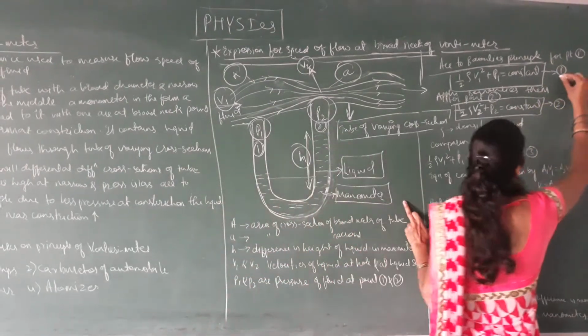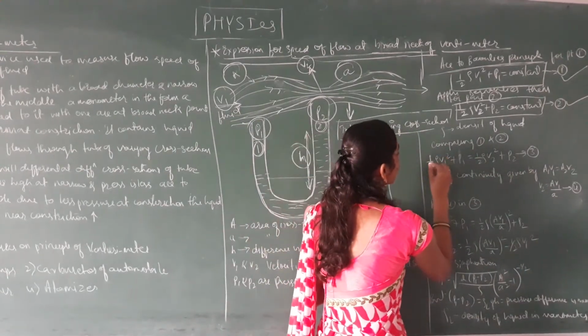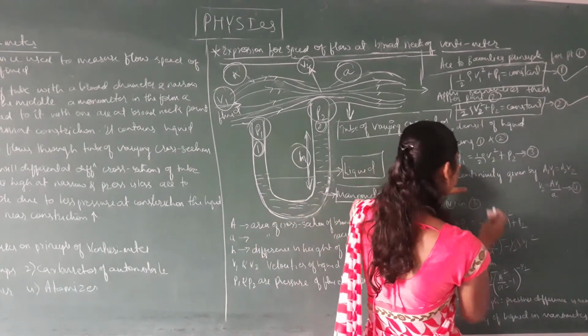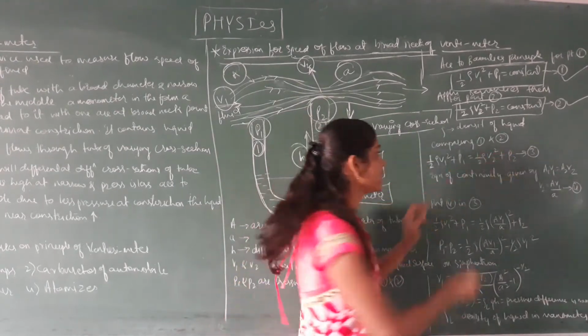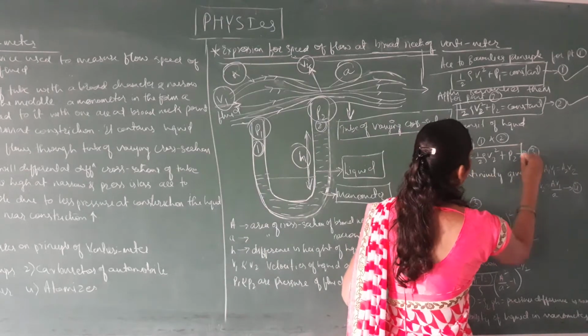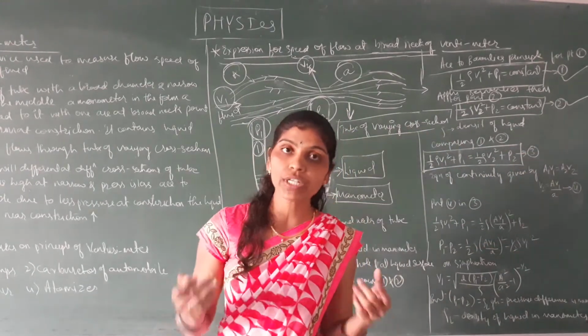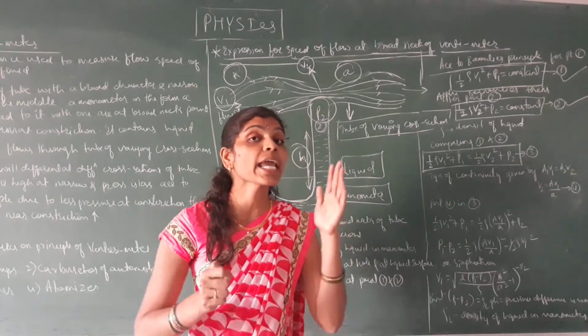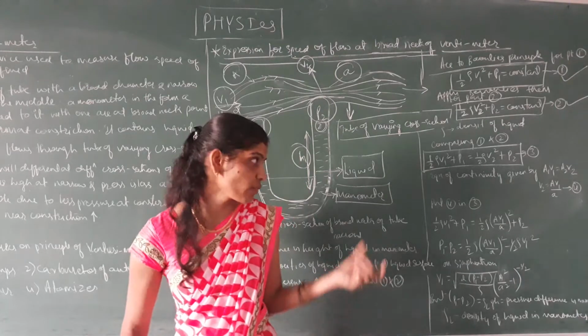Comparing equation 1 and equation 2, it becomes half rho v1 square plus p1 is equal to half rho v2 square plus p2. Let us consider this as equation 3. We know according to the equation of continuity, a1 v1 is equal to a2 v2 at different points 1 and 2.